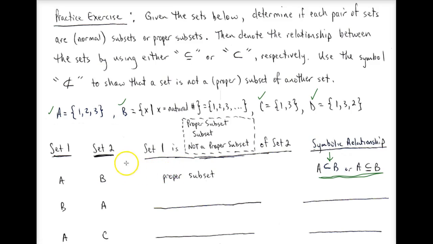All right. So now if we compare B to A, we see that since B is a set that has more members than A, then this will be not a proper subset.